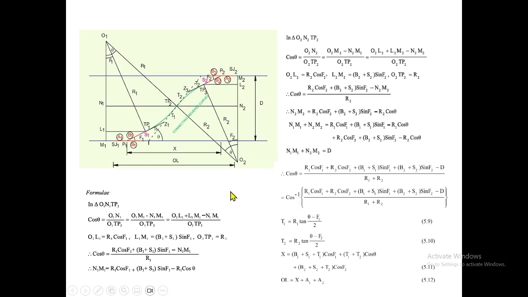Once we know x, we can add A1 on this side. Because the angles of crossing are different, we cannot take 2A. Suppose this is 1 in 12 and this is maybe 1 in 8, they are different. So A1 plus A2. So here x plus A1 plus A2 will be the overall length. This is the way we resolve it to find out the overall length.